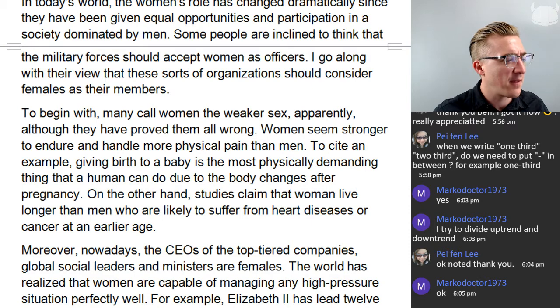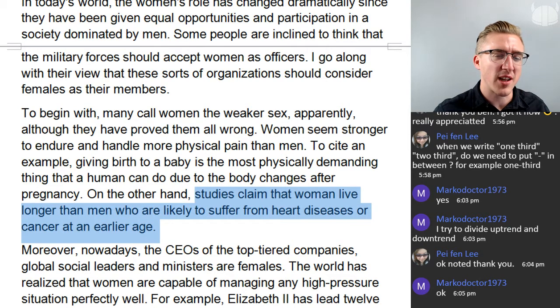Oh, yeah. Women seem, so women are at least as strong, if not stronger than men. Okay. On the other hand, doesn't work here. You want furthermore or in addition. I'm not sure that this really strengthens your claim that they would be better in the army.